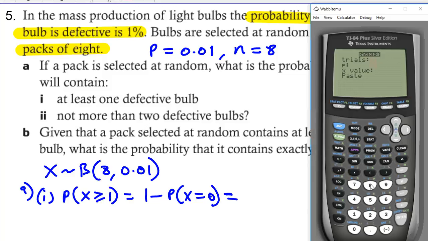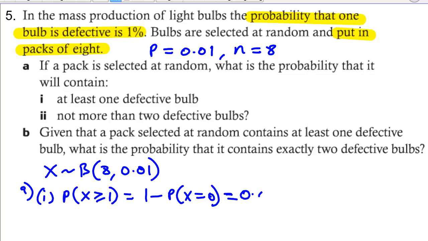So 8 trials, probability of success is 0.01. Our X value is 0. Then you'll get your answer. So 1 minus that gives us 0.077.